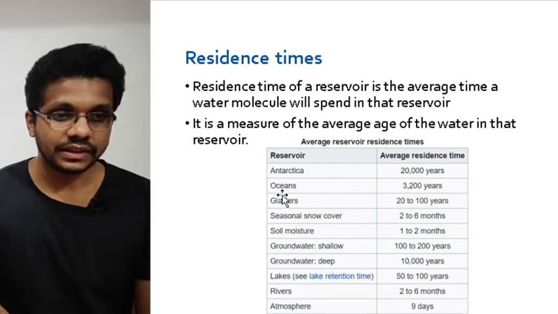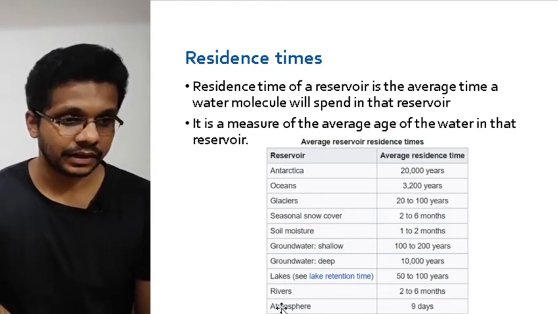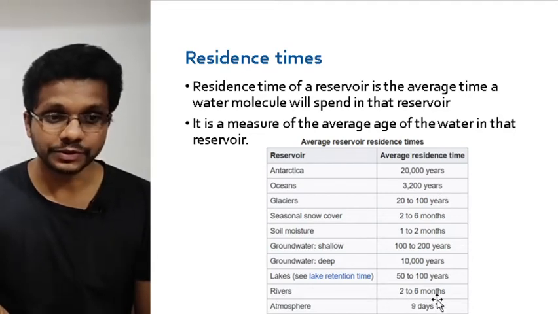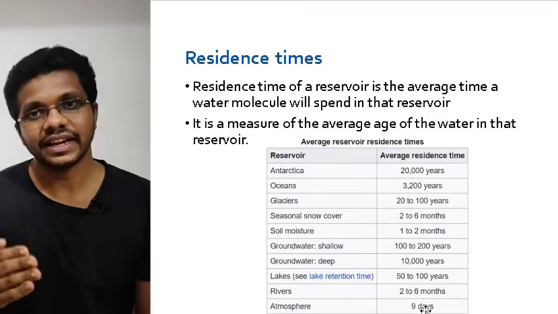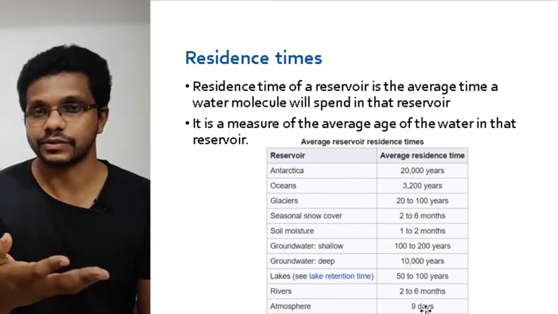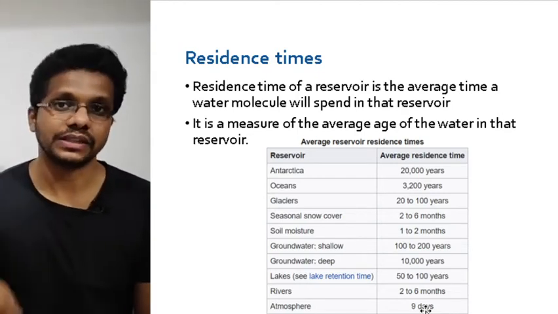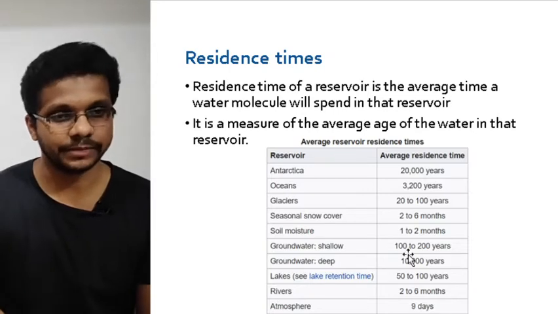For oceans, the residence time is 3,200 years, and for rivers, it's only 2 to 6 months. In the atmosphere, the residence time is 9 days. After 9 days, a water molecule in the atmosphere will transfer to another reservoir. Maybe it will precipitate and become rain, and it will end up in groundwater or in the rivers. So that's how it works.